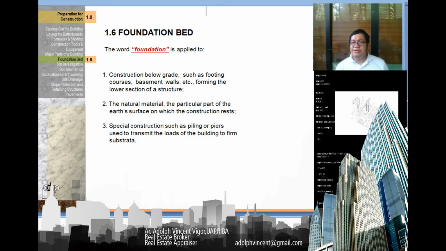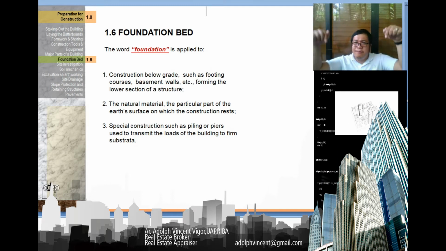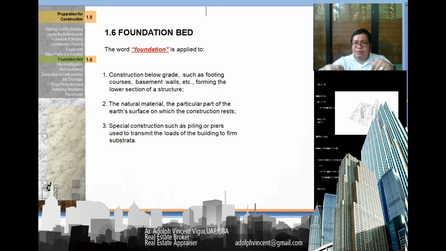Okay? So you could also use piers, especially if you're just constructing a residential building or buildings which are not so big of scale. Okay, so you're going to pile some wood closely together so that the soil will compact and it becomes stronger. So that's what it means, to transmit the loads of the building to firm the substrata.